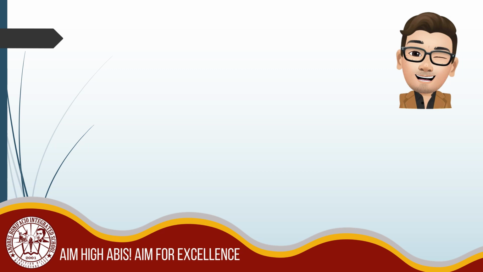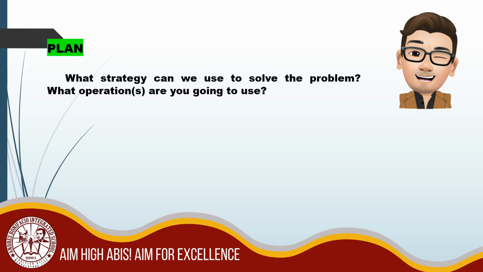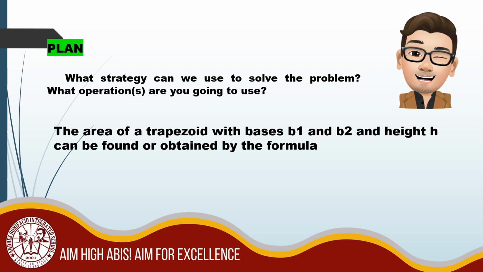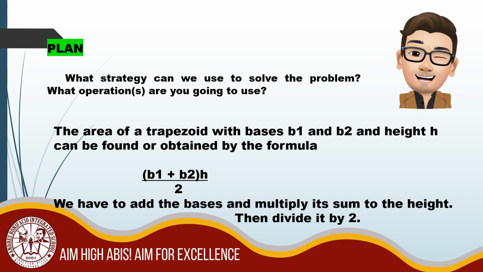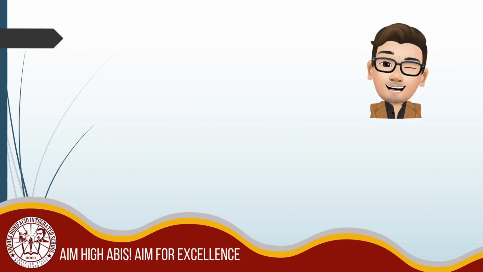And what are we going to do next? We are going to think of a plan. We take the formula to find the area of a trapezoid. The area of a trapezoid with bases base 1 and base 2 and height can be obtained by the formula. We have to add the bases and multiply its sum to the height, then divide it by 2.